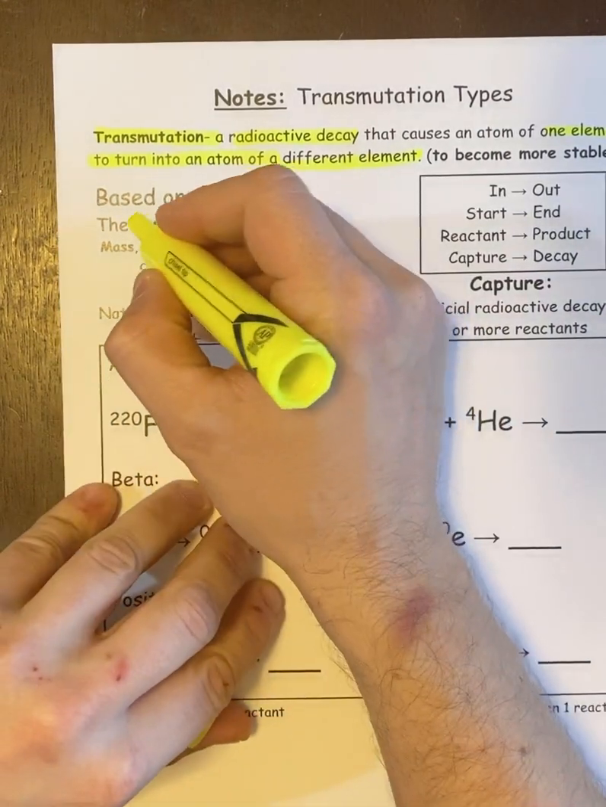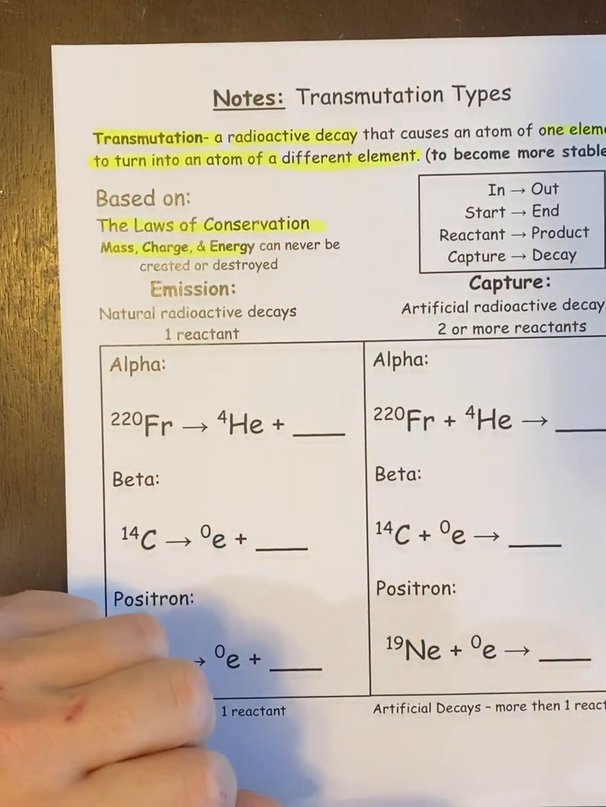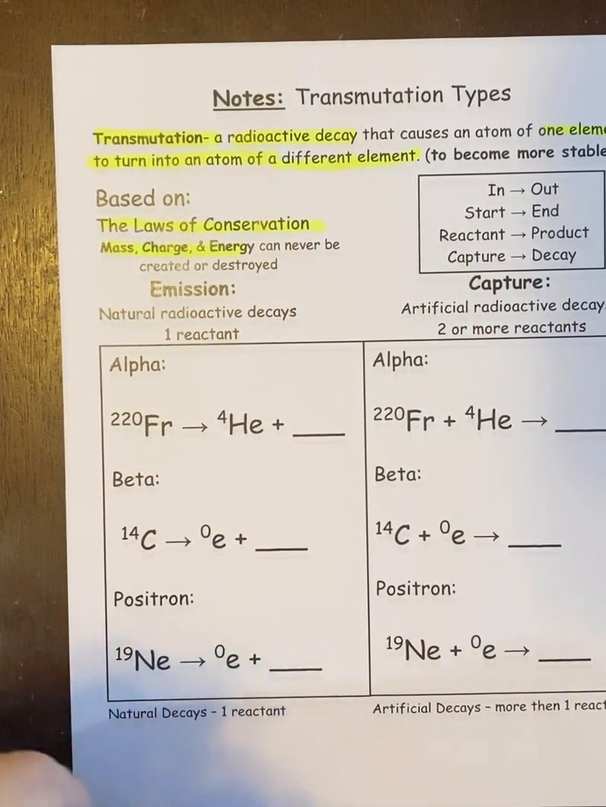It's based on the law of conservation of mass, charge, and energy. So there's 3 laws right there. We just kind of lump them together because they all say the same thing. Conservation of mass means mass can't be destroyed, meaning you can change its form, you can move it around from one element to another, but you can't actually destroy it. Same goes for charge and same goes for energy.